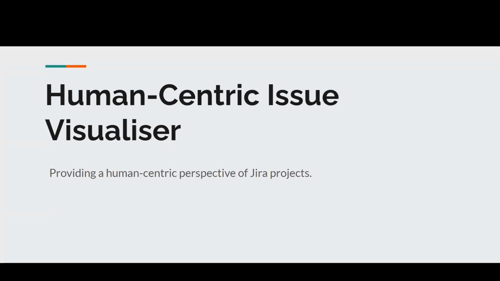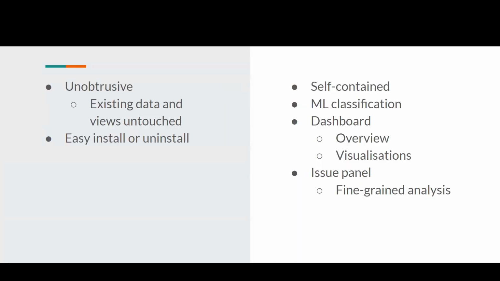Hello and welcome to the demonstration video for the Human-centric issue visualizer, a Jira plugin designed to provide software practitioners with a view of their projects from a human-centric perspective. It is designed to be as unobtrusive as possible to existing Jira projects, avoiding the addition of new fields on issue data or modifying existing views. The plugin's features are self-contained, allowing the app to be installed or uninstalled on Jira projects with ease.